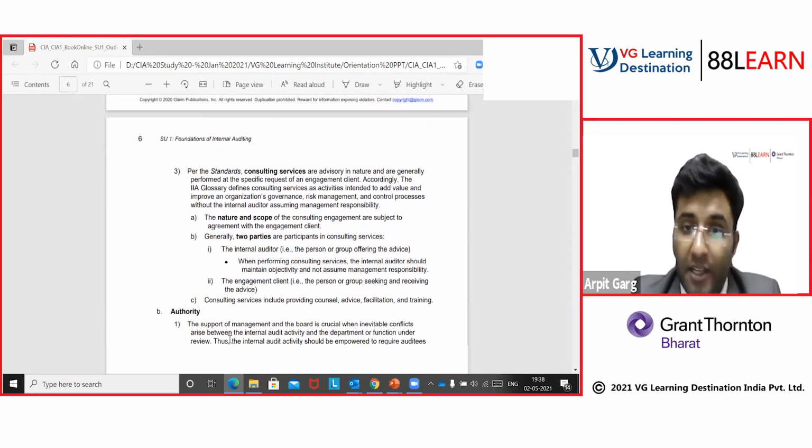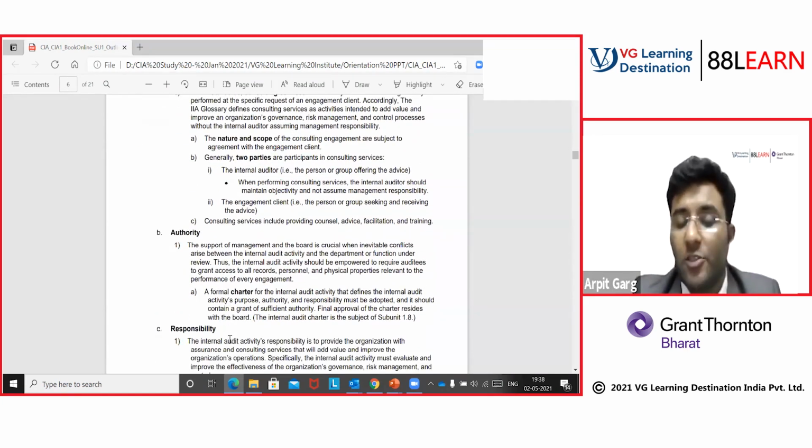Then we have authority. So the support of management and the board is crucial when inevitable conflicts arise between the internal audit activity and the department or function under review. Thus, the internal audit activity should be empowered to require auditees to grant access to all the records, personnel, and physical properties relevant to the performance of every engagement. A formal charter for the internal audit activity that defines the internal audit activity's purpose, authority, and responsibility must be adopted, and it should contain a grant of sufficient authority. Final approval of the charter resides with the board.